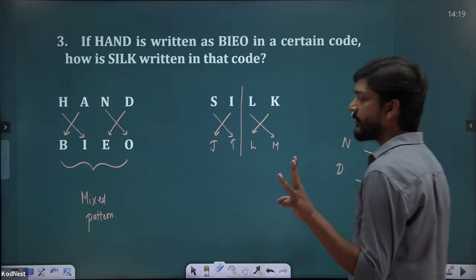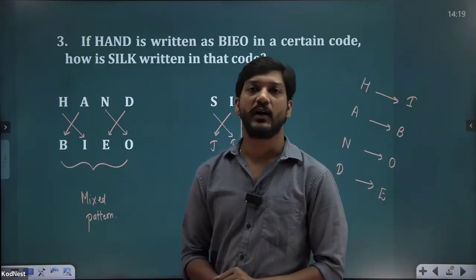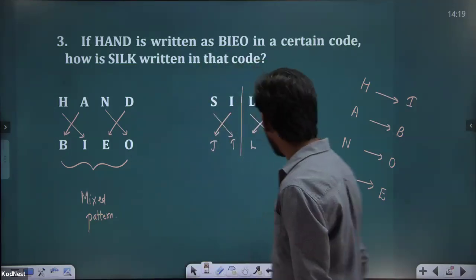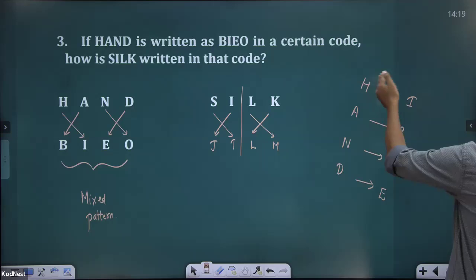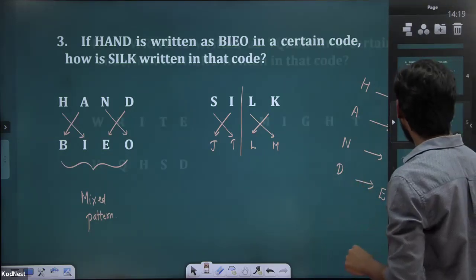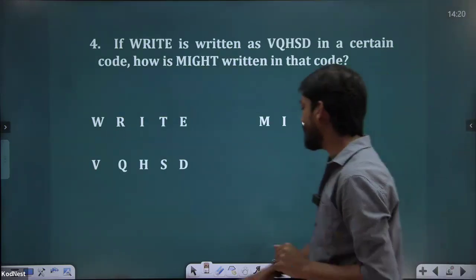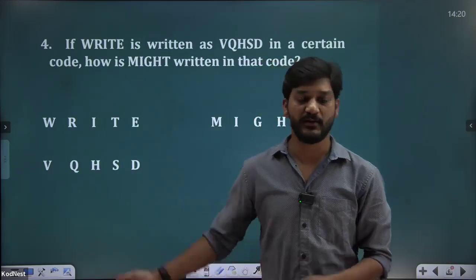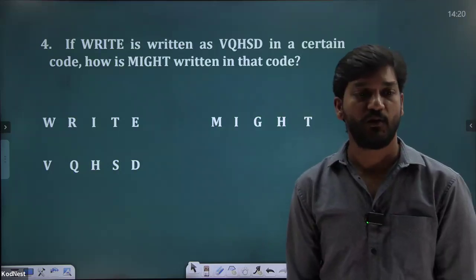So three patterns we have seen. We have to learn to identify the patterns. Sometimes it will be very easy because the code is just the next letter. That's why it is easy. When the code is not the next letter, it will be a little bit difficult, not as easy. So for example, if you see this question, please carefully tell what code is there.